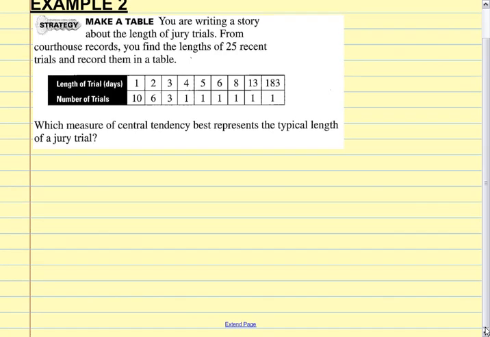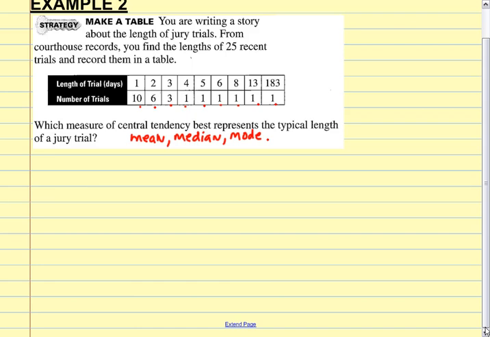Now think about this, guys, from when we started in the first example. There are 3 measures of central tendency. There's the mean, the median, and the mode. So we're going to find all 3 of these. And I'm going to do it by listing out each of the trial lengths. Okay, here they have them in a table.